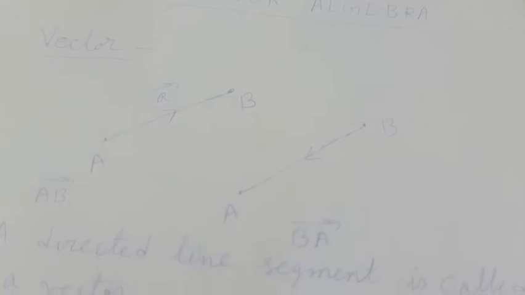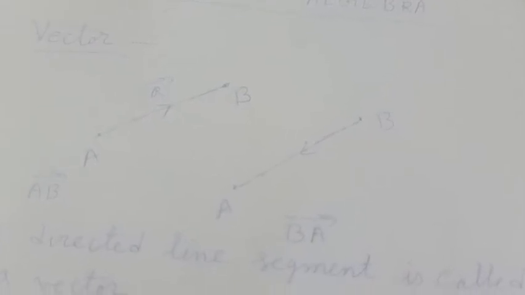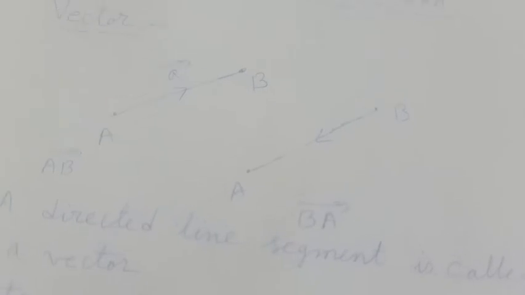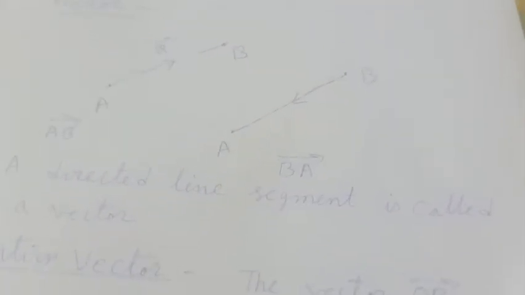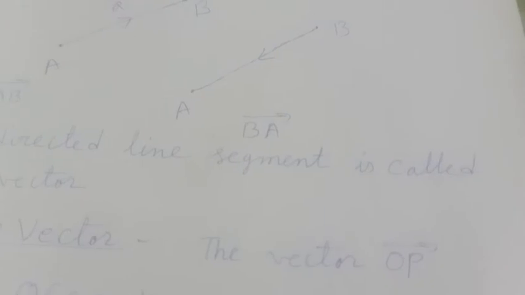In the given figure you can see that AB is a line segment directed towards B, or in the other figure it has the opposite direction from B to A. So the first vector we will call vector AB, and the second we will call vector BA. Okay, so a vector means a directed line segment.